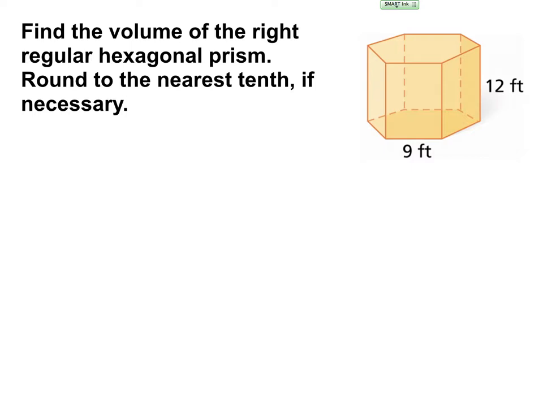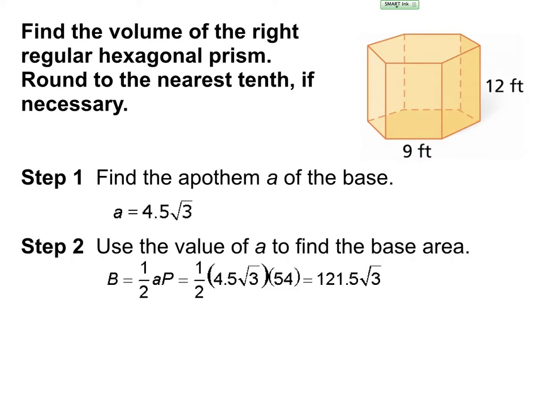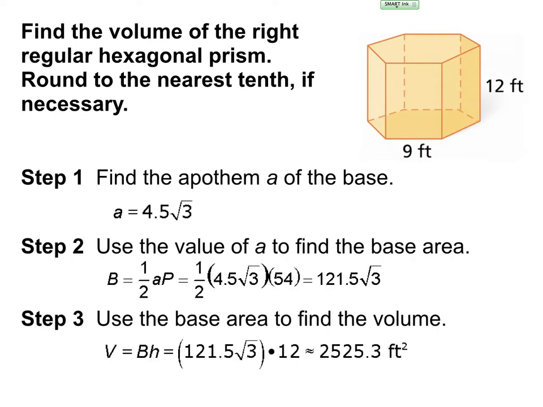If you were doing the 30, 60, 90, wouldn't that just be 4.5 times the square root of 3 for the apothem? Okay, so let me see what our final answer is, and then we'll talk through what issues we had. Base area and volume, complete decimal, 2,525.3? Did you get the apothem correct? And if you didn't do this form, what is that in straight decimal numbers?